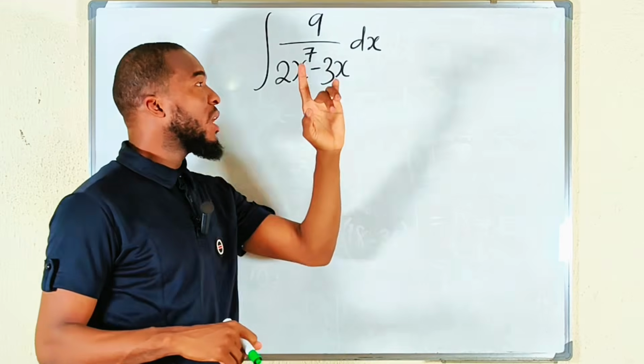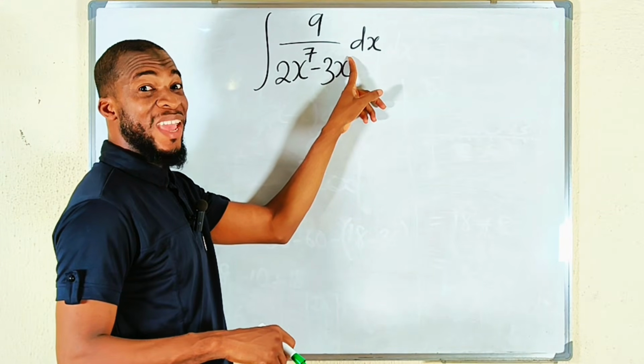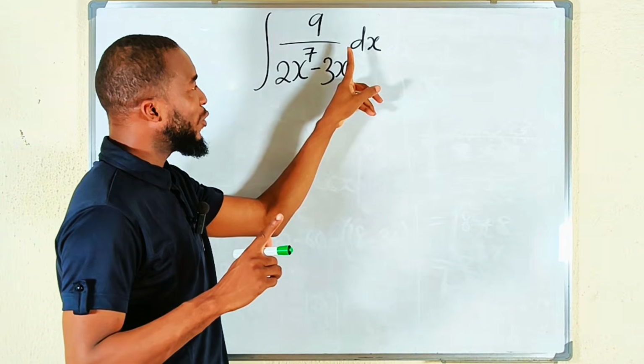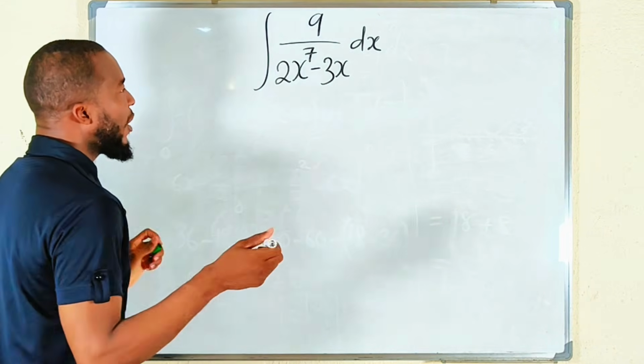And it only works on a function where the degree here is 1, please. It has to be 1. And there is no function at the top. So let's see how it works.